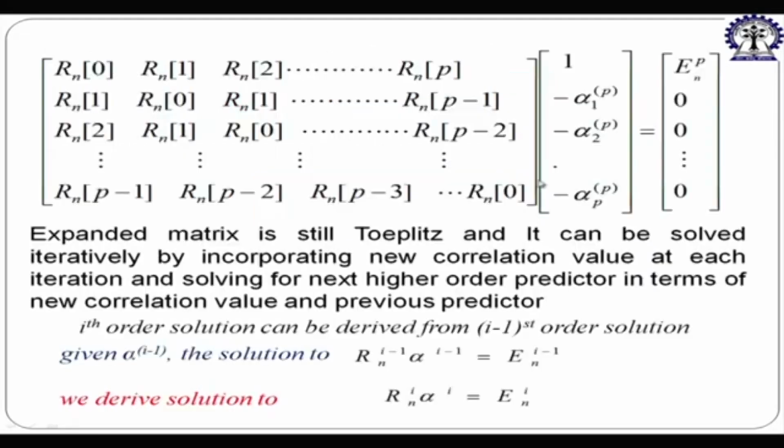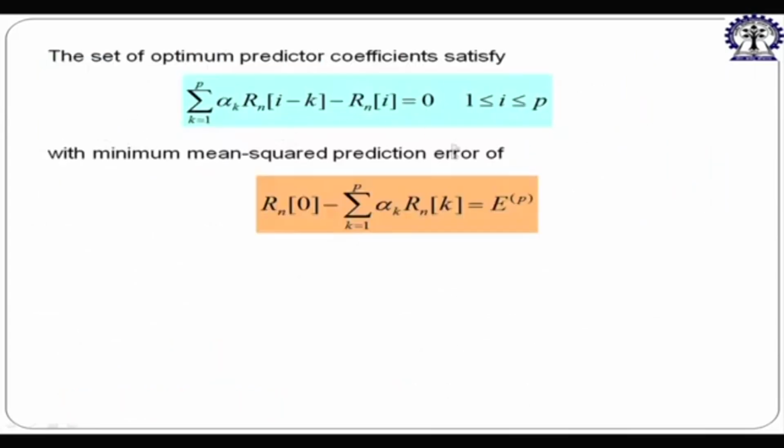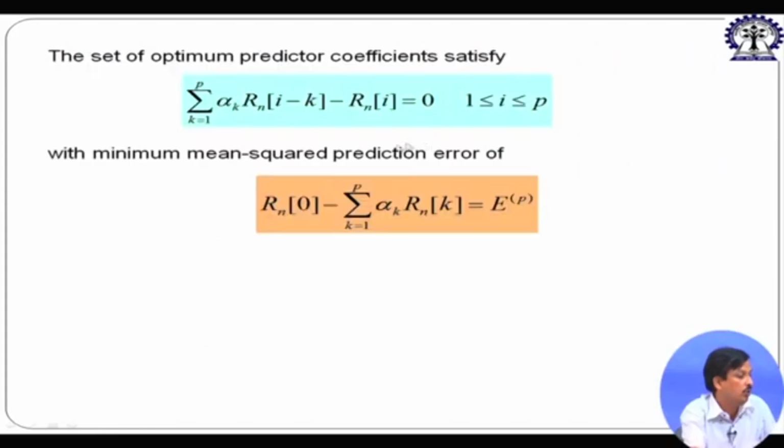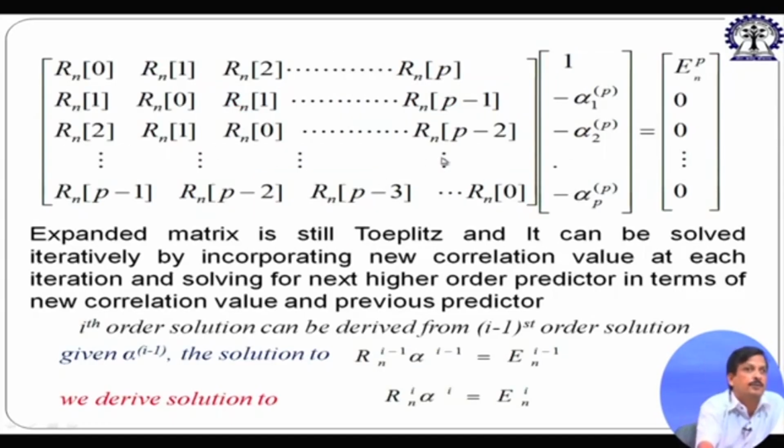If I write these two equations in matrix form, the first equation gives this matrix, and the second equation includes the minimum prediction error. That means if my estimation is correct, it should produce the minimum prediction error. So, the minimum prediction error equation should be satisfied. Putting these two equations in matrix form, it will look like this, with E_n(p), the same matrix.